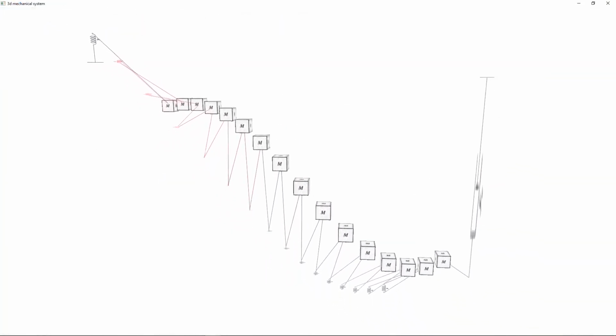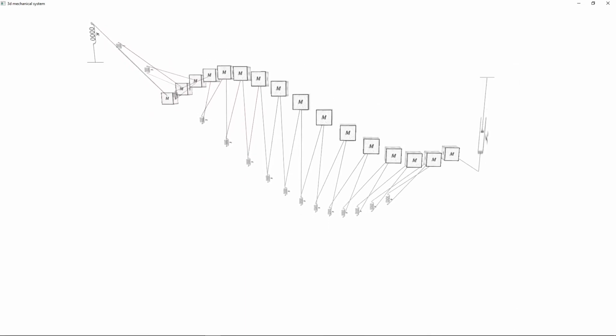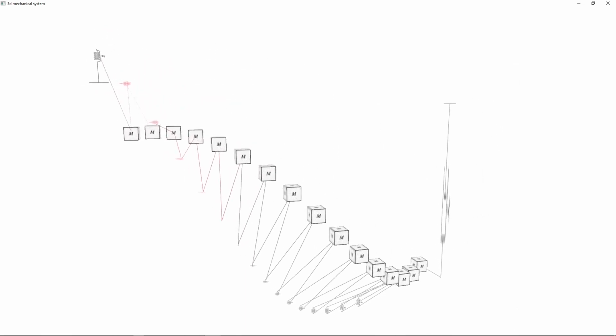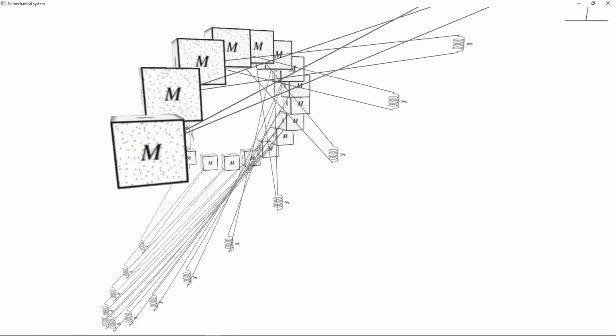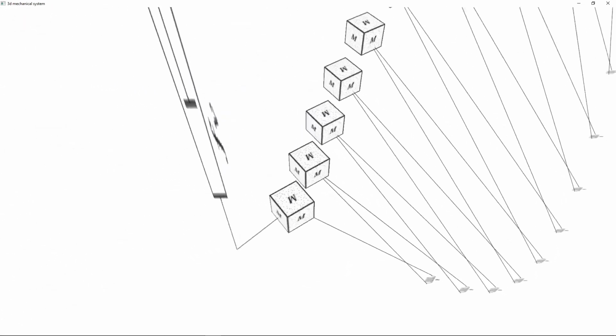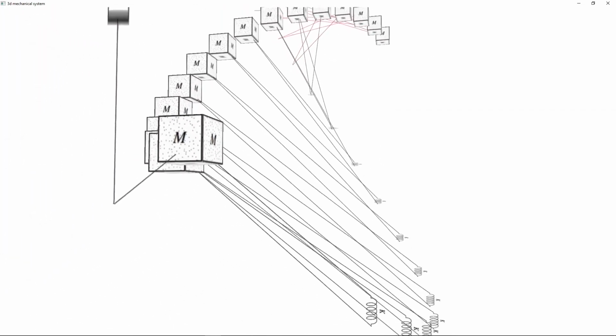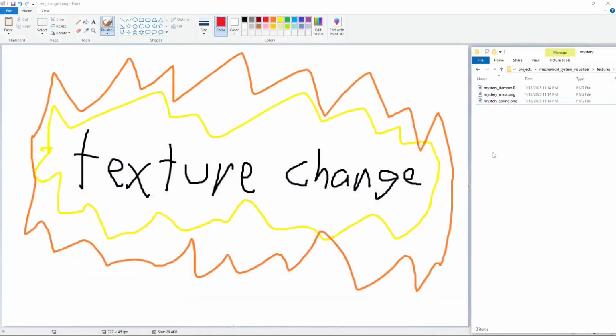Although my system supports horizontal movement with custom force inputs, I like to make a lot of my examples vertical and have a gravity force input for all masses. This is because it looks more natural and realistic. This program also allows us to change the textures of masses, springs, and dampers if we wanted a better look.